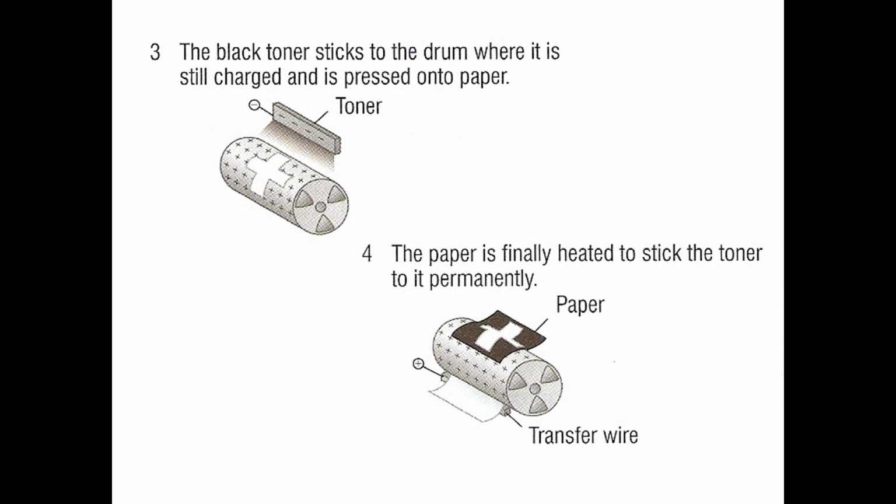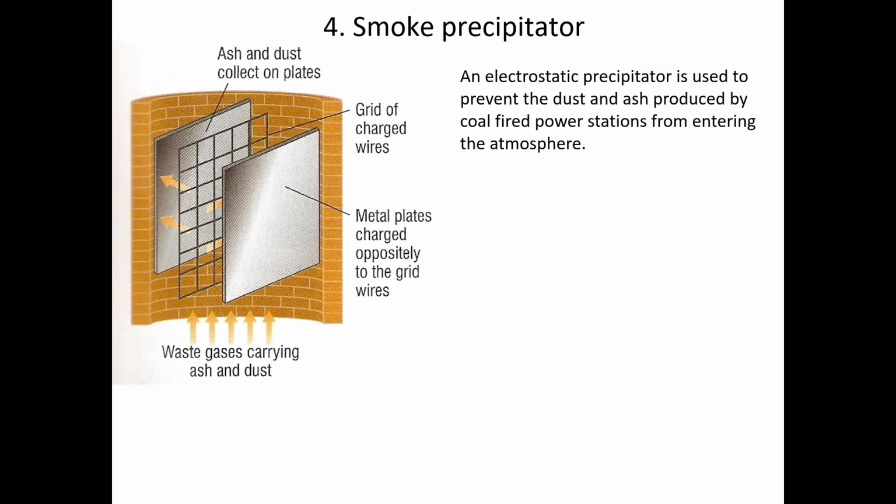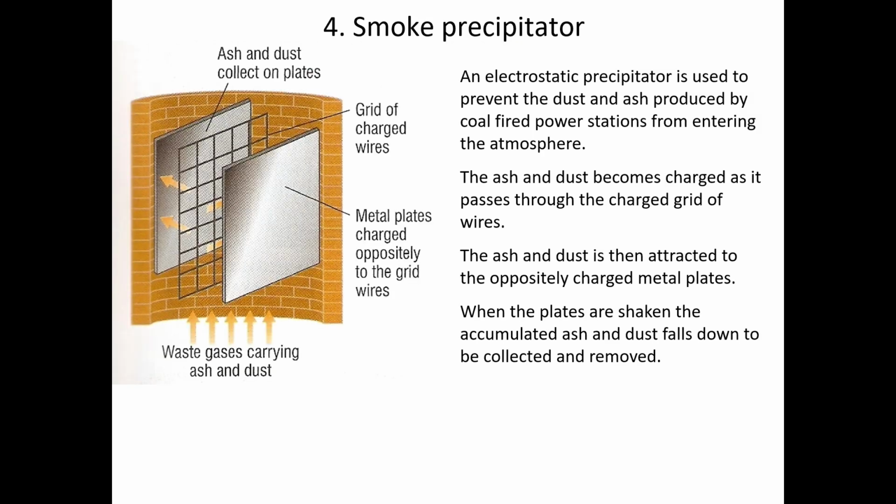One that does come up, and you do have to describe quite often in my experience, would be the smoke precipitator or electrostatic precipitator. Chimneys in power stations and factories might have this kind of device to try and reduce polluting gases, and dust and things like that. So how do these work then? It's used to prevent dust and ash from entering the atmosphere. They become charged as they pass through a charged grid of wires.